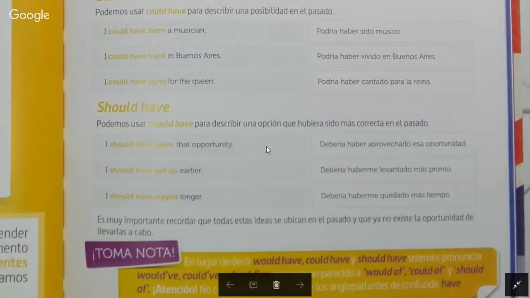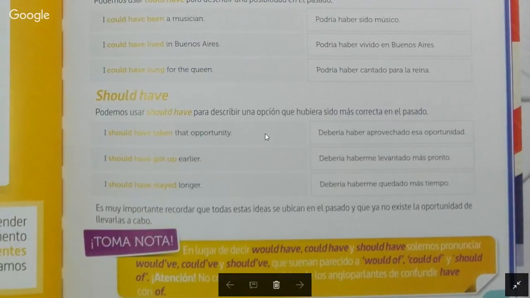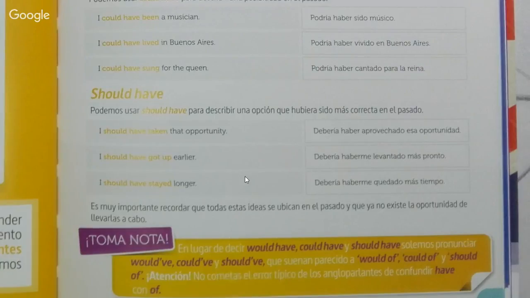Now, should have is for a better option in the past. I should have done that. Maybe I should have studied more, right? You took the test and you failed, and you could say, I should have studied more. Or I should have got up earlier. I should have taken the opportunity, but you didn't. I should have stayed longer. Maybe you missed something at the party. Maybe you missed something in the class.